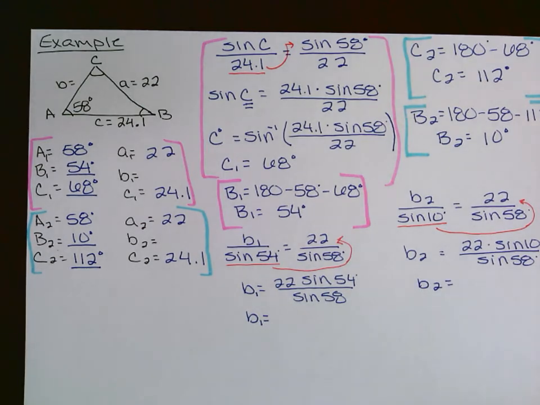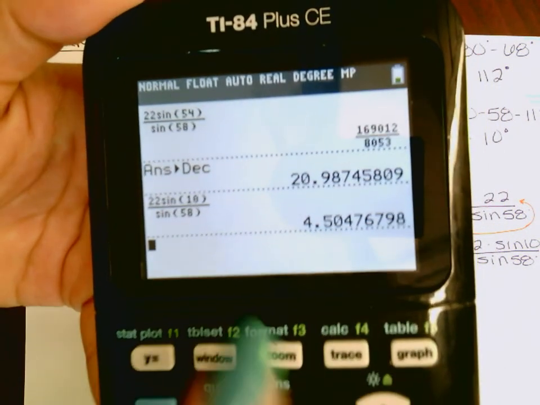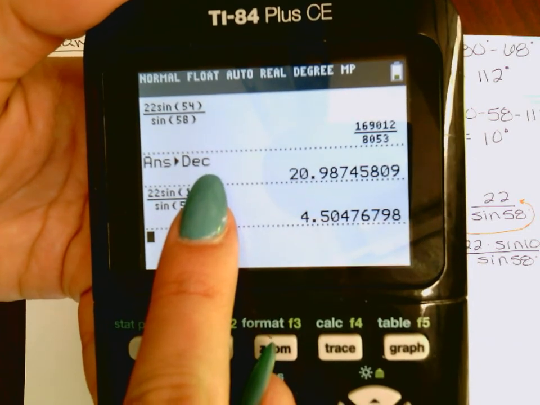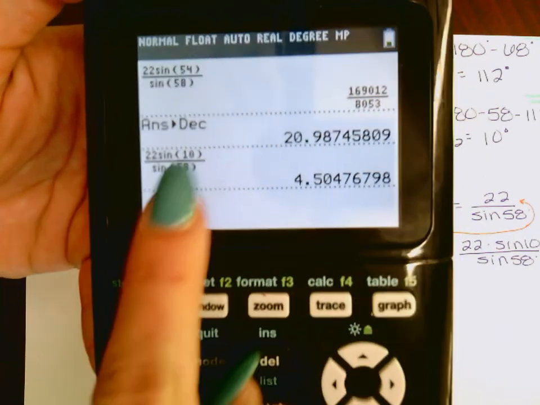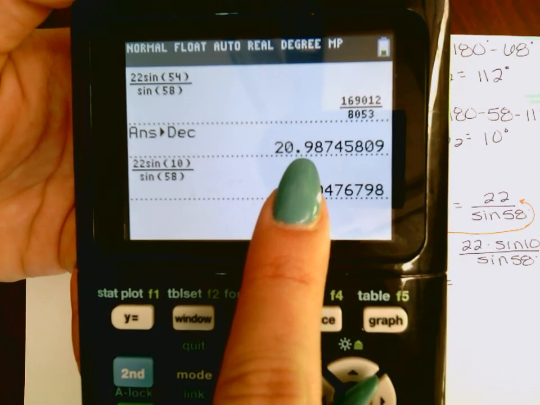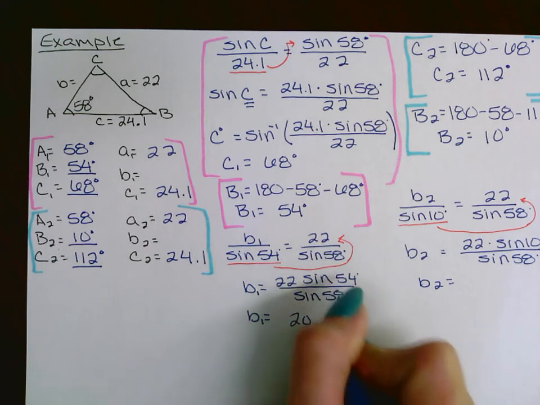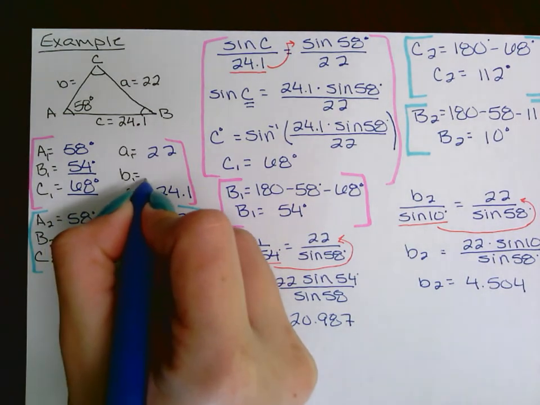All right, let's go to our calculator for both of these. So for this left one, for B1, when you plug this in your calculator, it gives you a pretty ugly fraction, okay? But you always have the option of changing it to a decimal. The way you do that is by pressing your math button, which is right here, and then number 2 should say DEC, which stands for decimal. So you get 20.98 for little b1. And then when you plug in little b2's fraction, you get 4.5. Plug those in where they belong.